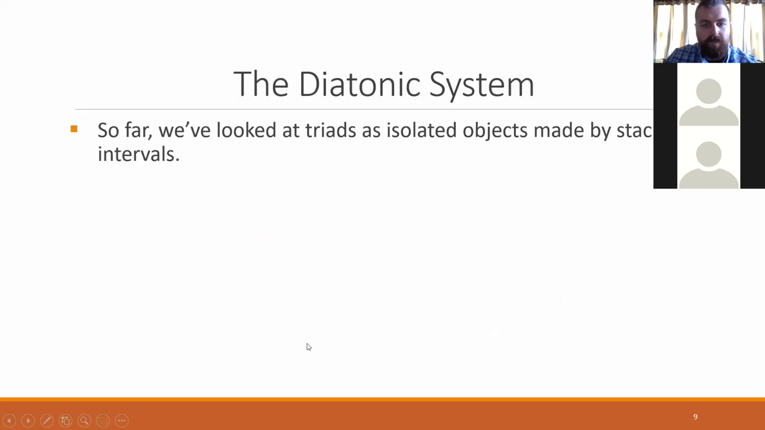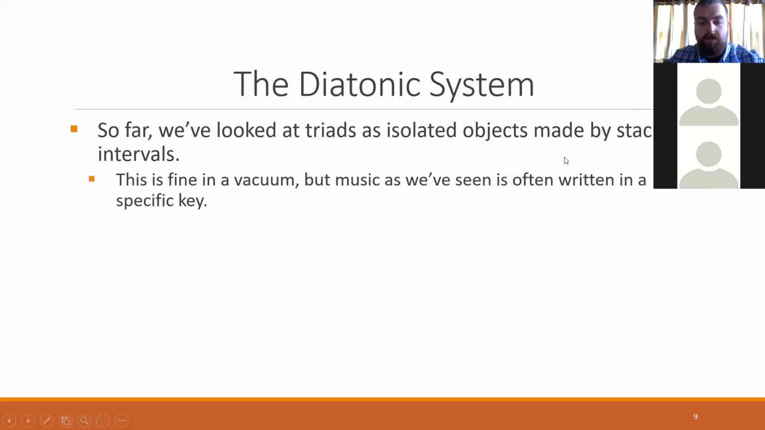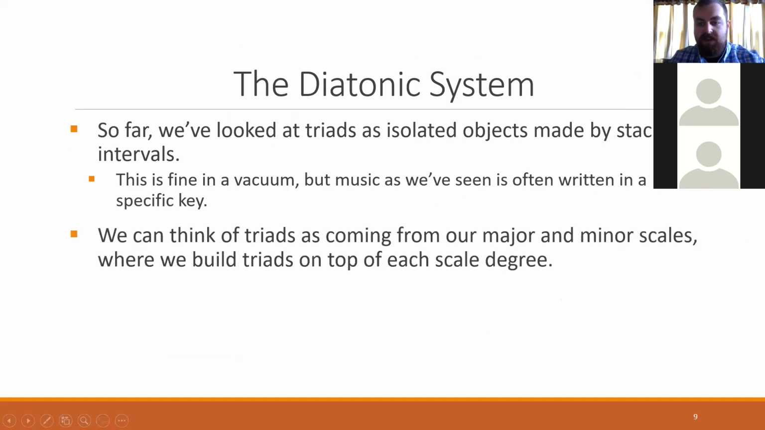Sorry about that, everybody. Okay, so let's talk about the diatonic system very briefly. We've been looking at chords now, just stacking them from nothing. Here's a chord, it exists. We may relate them to major and minor scales in the process, but it's just a chord floating. However, much of what we often see is written in a specific key. A piece could be in B flat, in C, in D, in A, whatever. So we can think of triads as coming from our major and minor scales, where we build triads on top of each of our scale degrees.